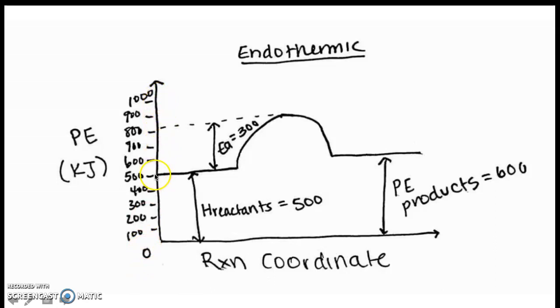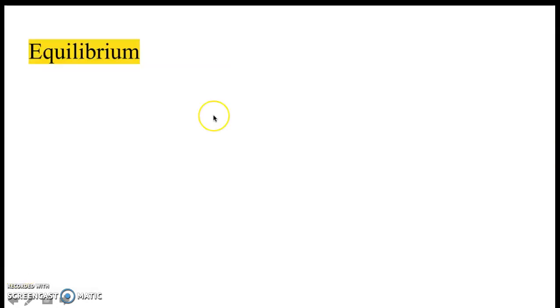But H reactants start at 500 kilojoules. Your potential energy of the products was 600. And your activation energy was 300, so the very top of your curve should line up with 800. And lastly, just a reminder, this is endothermic because your potential energy of your products is higher than your reactants. Energy has been absorbed.